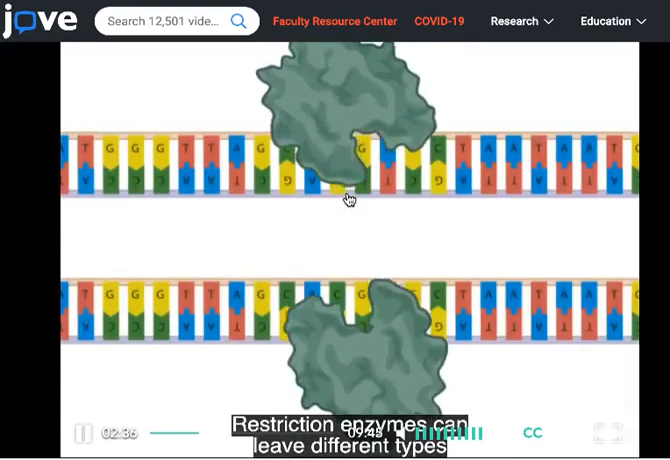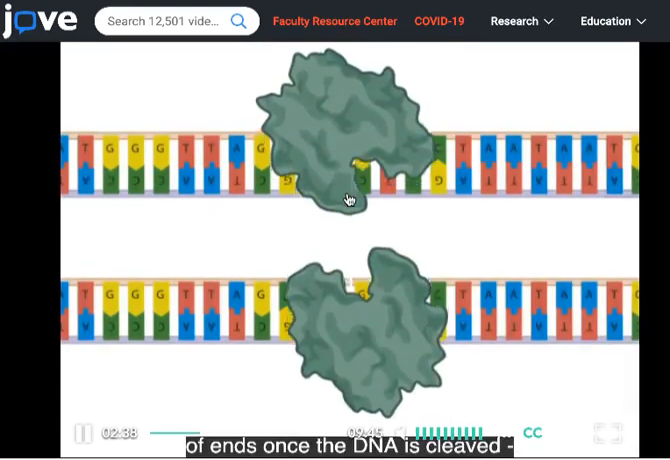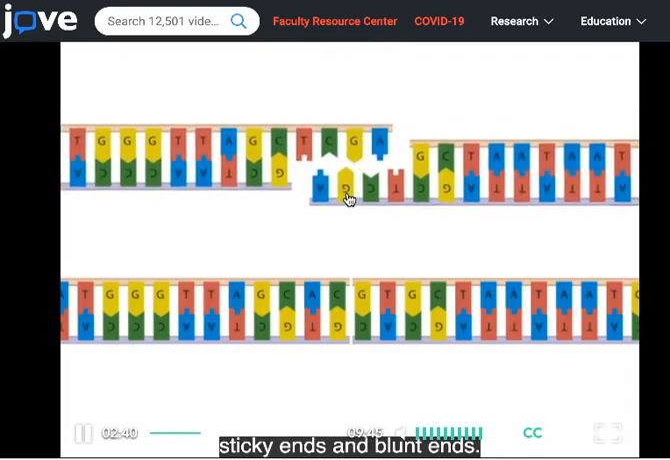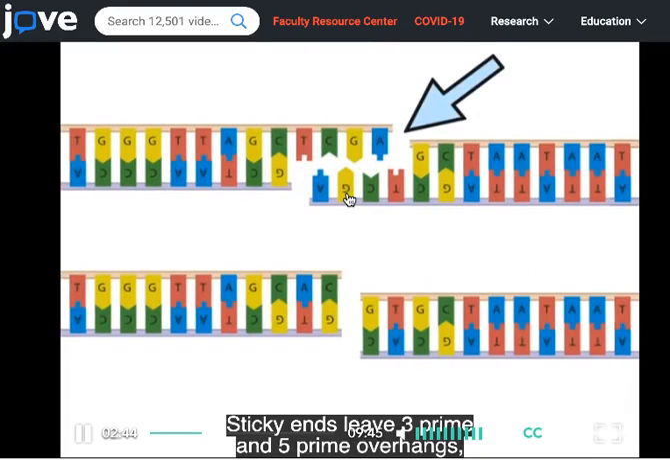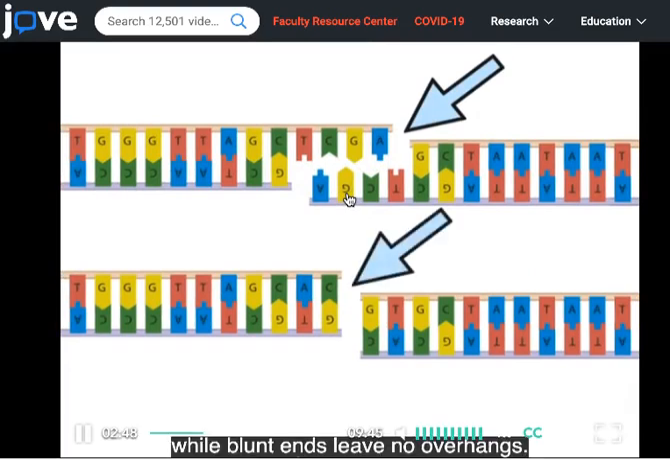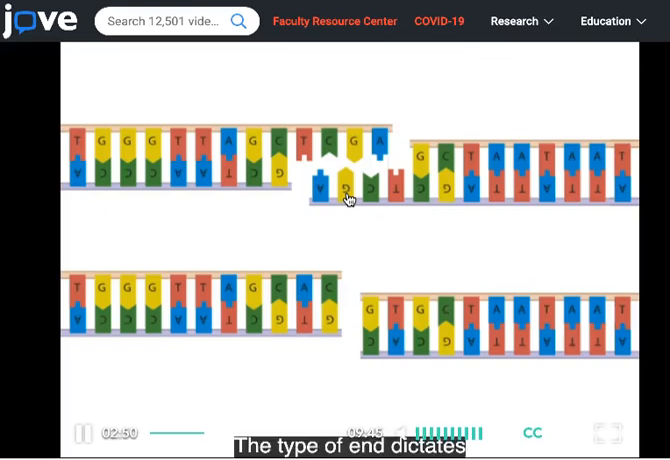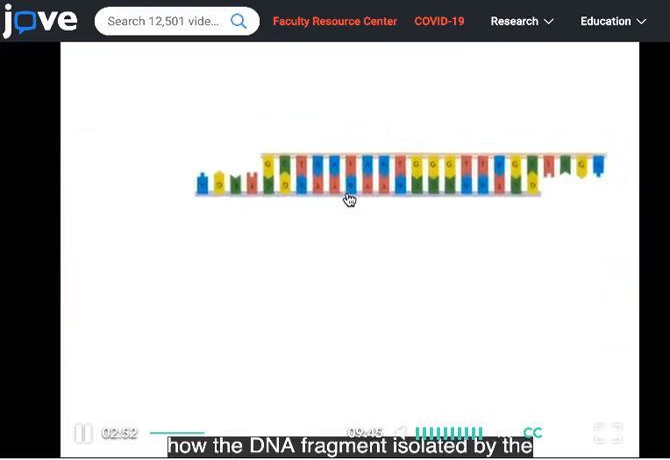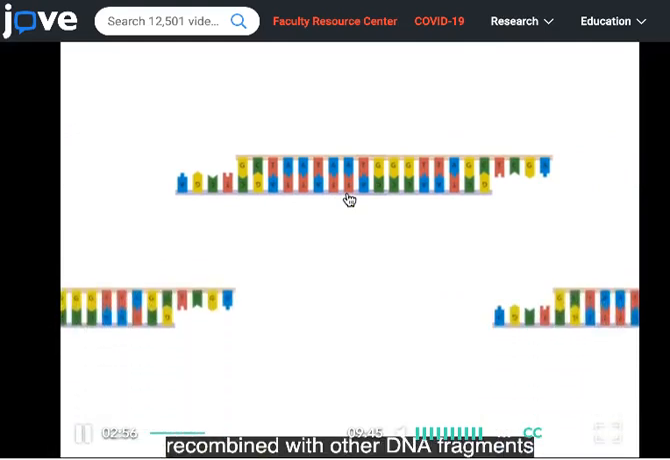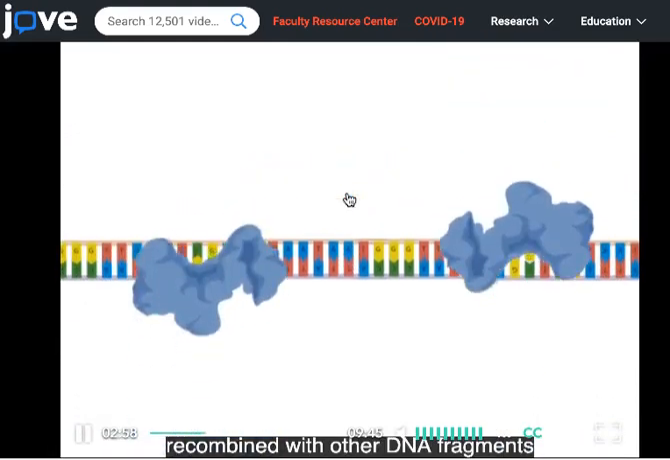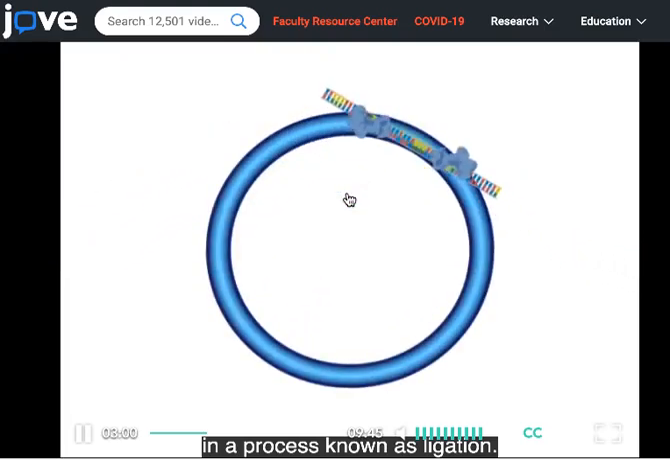Restriction enzymes can leave different types of ends once the DNA is cleaved: sticky ends and blunt ends. Sticky ends leave 3' and 5' overhangs, while blunt ends leave no overhangs. The type of end dictates how the DNA fragment isolated by the restriction enzyme digest will be recombined with other DNA fragments in a process known as ligation.